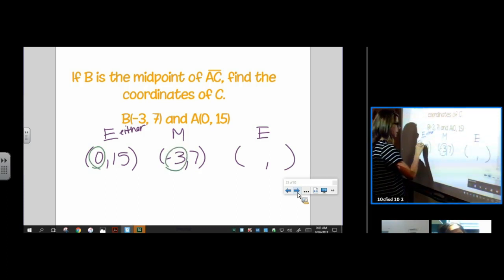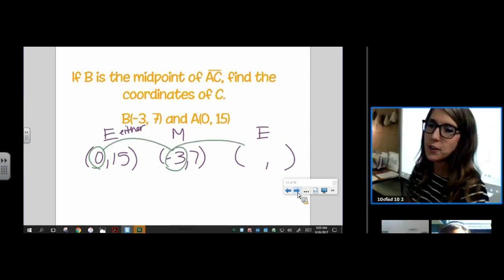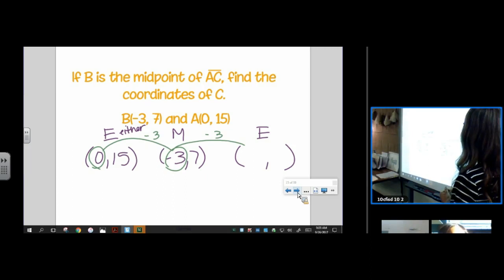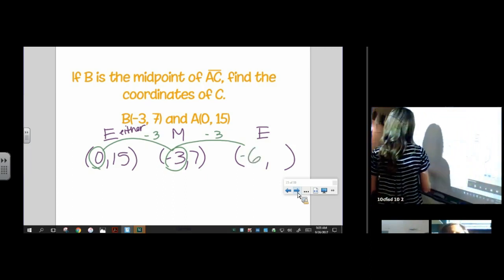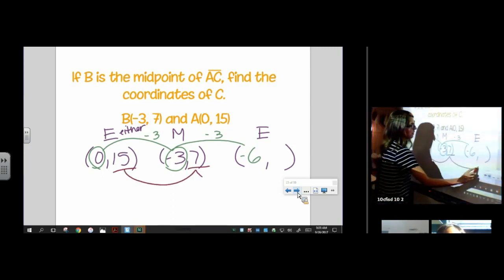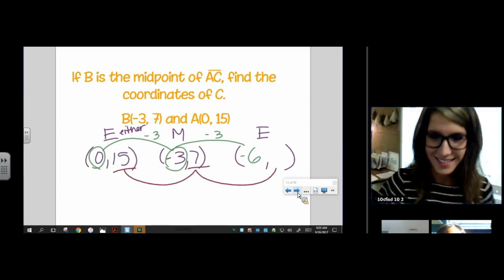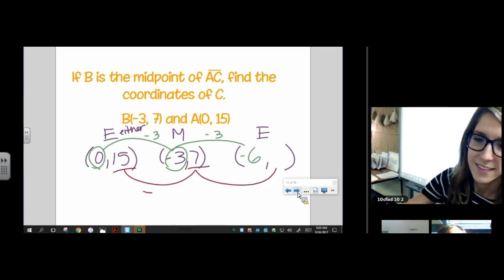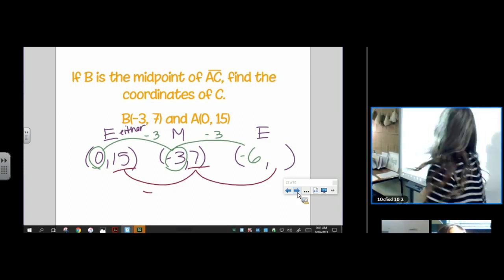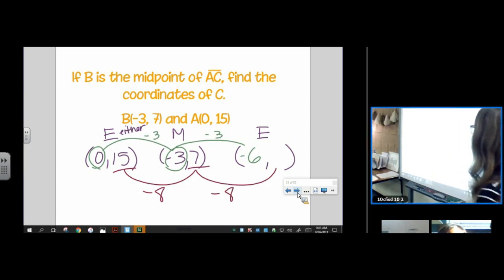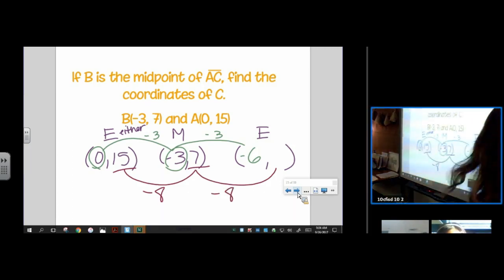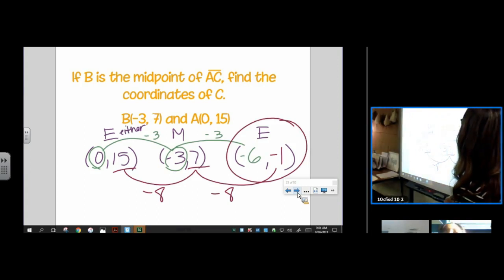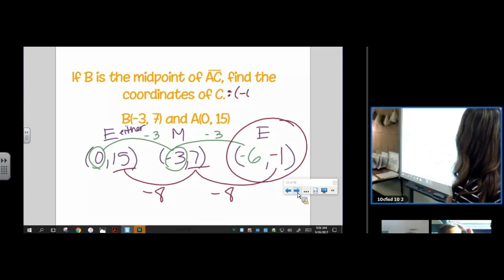Circle your X's. Let's leap. Ready? 0 to -3. You're at -3. You go backwards 3 more. -6. 15 to 7. Leap. How do you get from 15 to 7? Good. -8. So we're going to leap -8 again. 7, leap -8. You land at -1. So what are the coordinates of C? The coordinates of C are -6, -1.